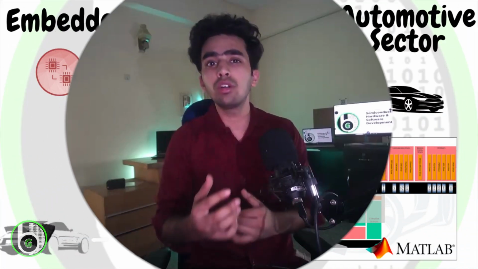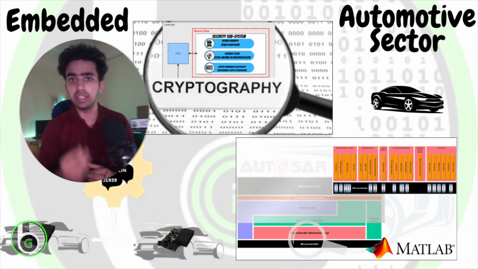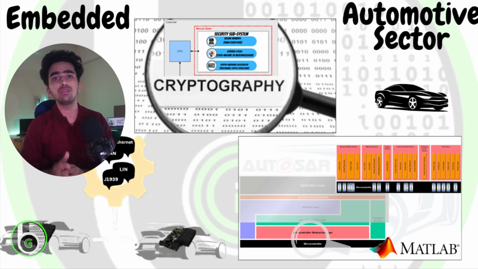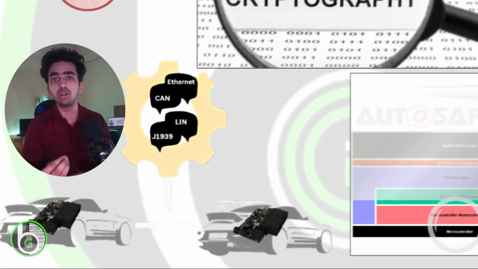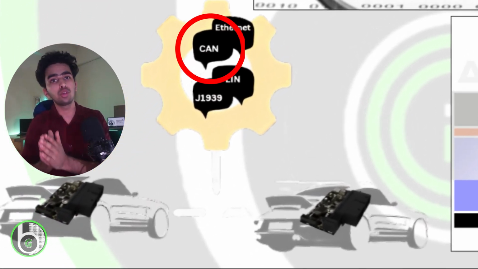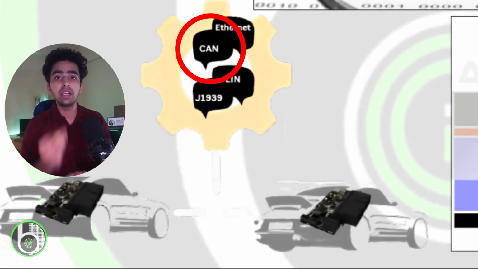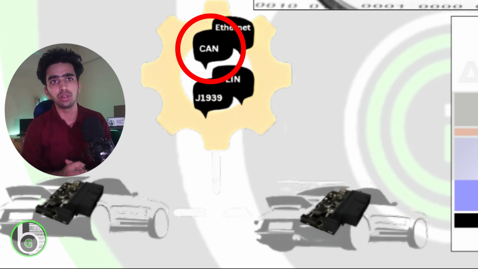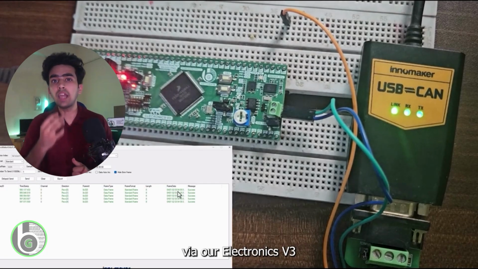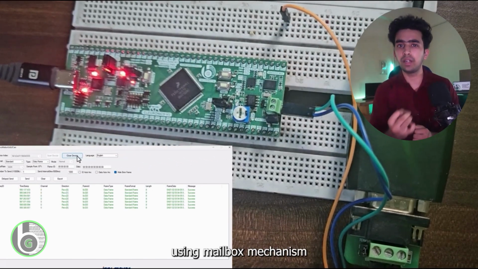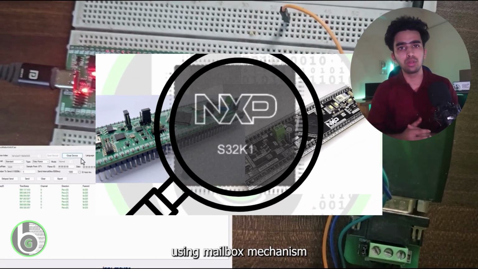From this course series, we are going to start with the automotive sector initially. We are going to emphasize on one of the most important automotive protocols, the CAN protocol, with hands-on learning using industrial grade automotive microcontrollers. What is this course about? This course is on learning the CAN protocol using hands-on practicals via the automotive microcontroller.